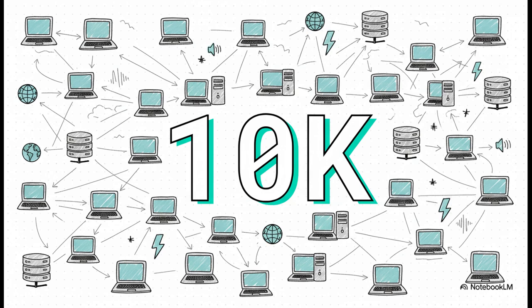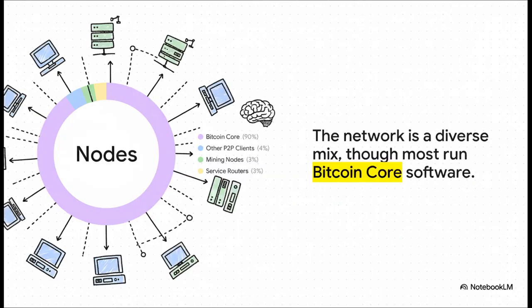So just how big is this network we're talking about? Well, at any given moment, there are roughly 10,000 listening nodes running on the main Bitcoin network. That's 10,000 computers all over the planet, all speaking the same language, all working together to maintain the system. It's pretty incredible. And what's really cool is the network isn't just one thing. Yeah, the vast majority of nodes run the main Bitcoin core software, but there's actually a healthy diversity of other P2P versions running too. You add in those specialized mining nodes and the service routers we just talked about, and you get this really complex, interconnected ecosystem.